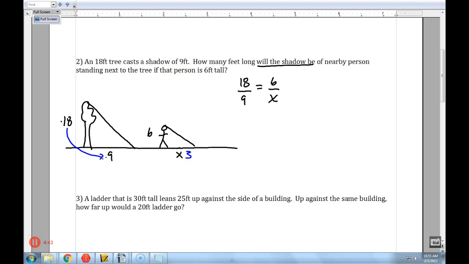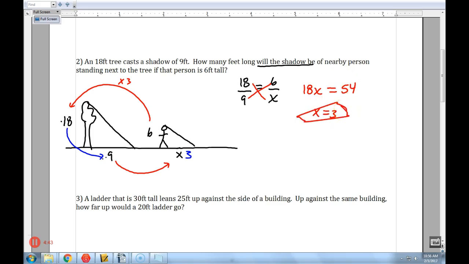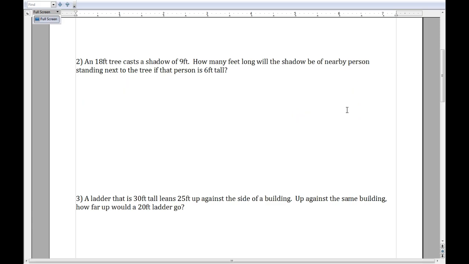I could also use scale factor and see that the tree is 3 times larger than the person, so the shadow should be 3 times smaller. I mean, there's a lot of different ways to do it. Or if you don't really like doing that and you just like to use the old mechanical solve proportions with cross products, you could do that as well. And either way, you're going to find out that the shadow is 3. Alright, so very similar to the building one.